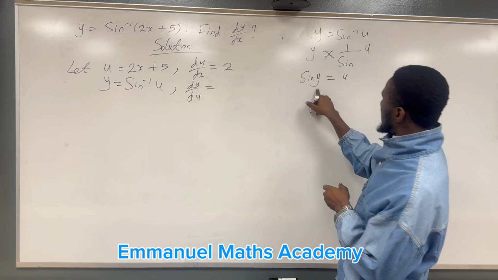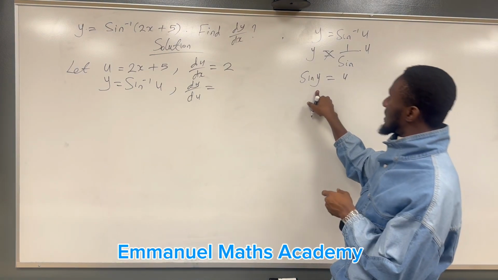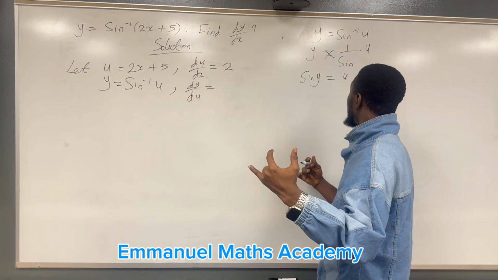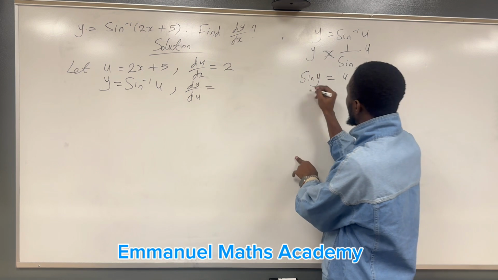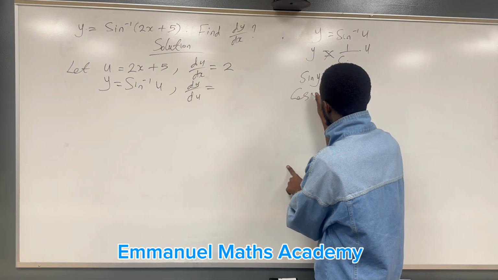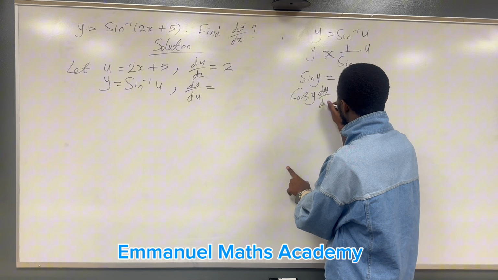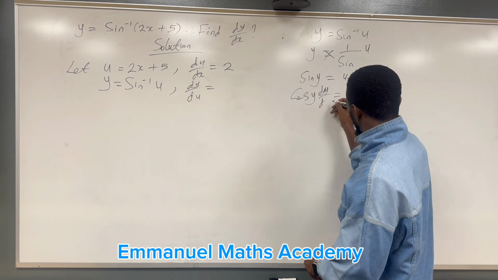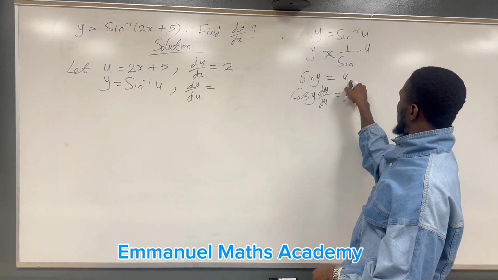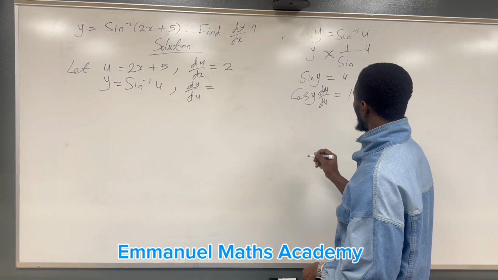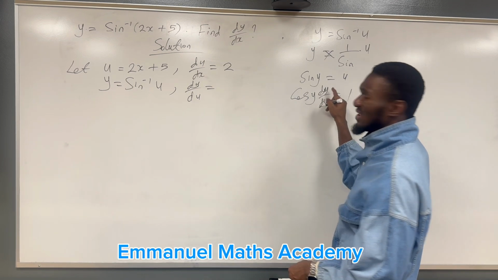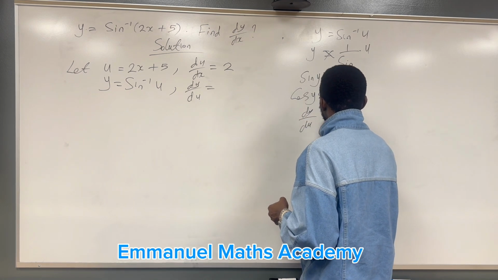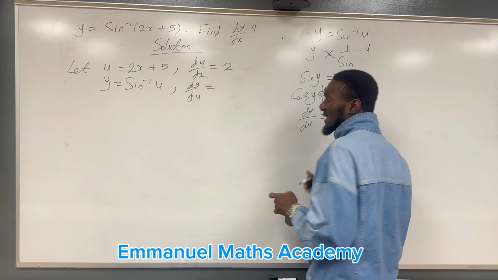From this, you now differentiate using the knowledge of implicit differentiation. Here we have, if you differentiate sine, you get cos y dy du. If you differentiate this with respect to u, you have 1. Good. You cross multiply again because you need to make dy du the subject of the formula. Hence, dy du is equal to 1 over cos y.